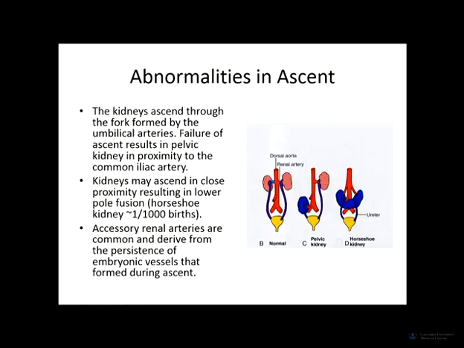If they're ascending in close proximity, then the lower poles of the kidney can fuse, and that can prevent them from ascending as well. This is called horseshoe kidney, and it's found in about 1 in 1,000 births. And basically here, accessory renal arteries are common, and so there may be more than one artery that supplies the kidney. As it doesn't ascend, you don't have the loss of the lowest artery.